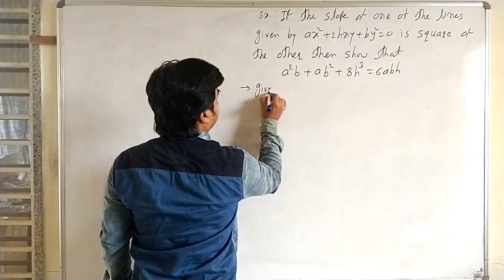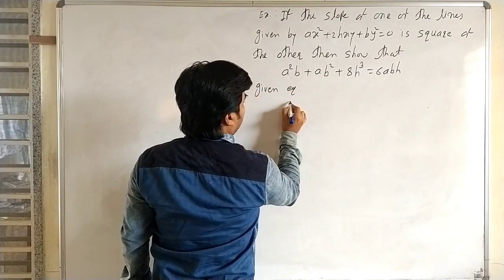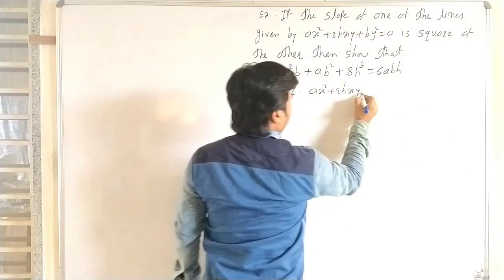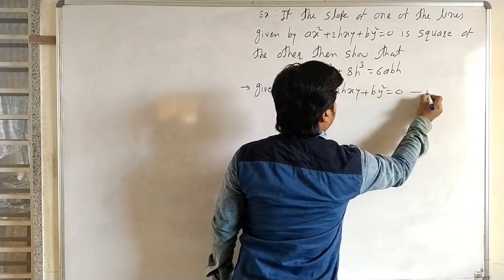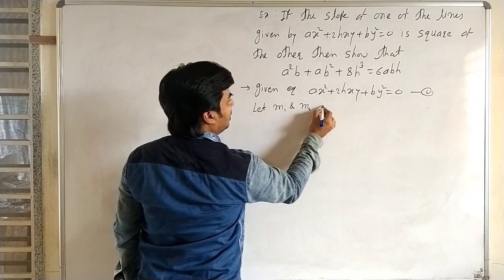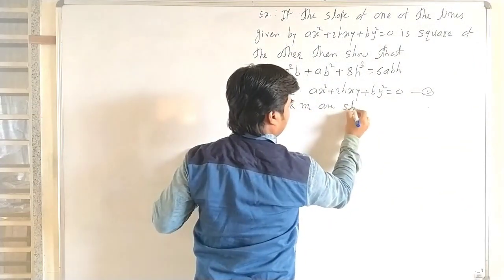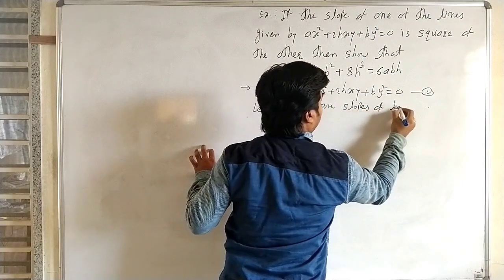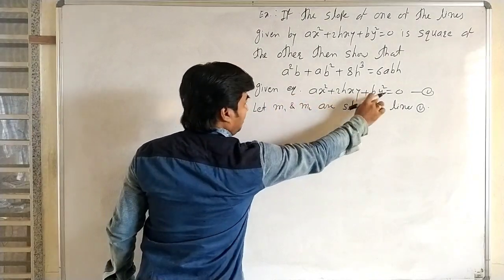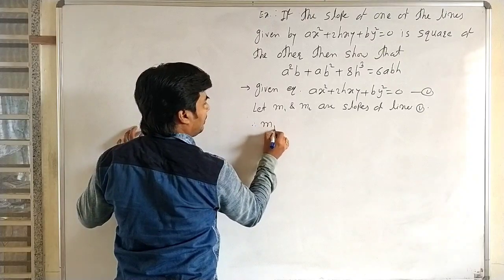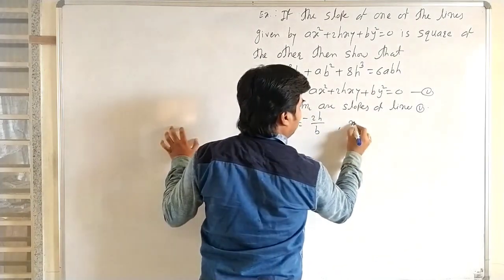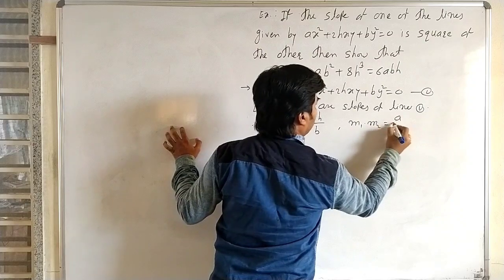Now here the given equation ax square plus 2hxy plus by square equal to 0 is equation number 1. Let m1 and m2 be the slopes of the lines. Here m1 and m2 are the slopes of the lines represented by this equation. Therefore we know that m1 plus m2 is equal to minus 2h by b and m1 into m2 is equal to a by b.